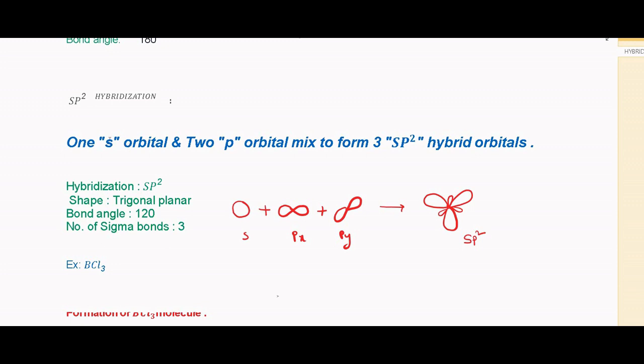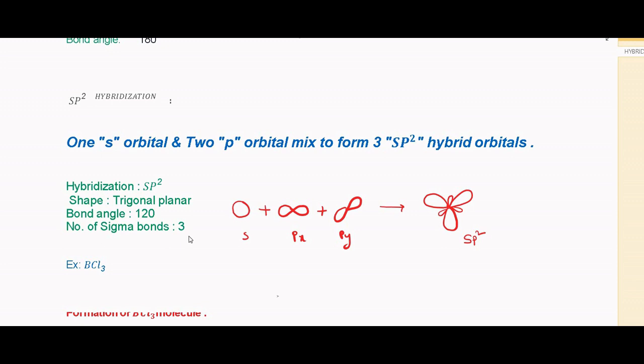Three atomic orbitals are participating: one s orbital and two p orbitals. So in sp2 hybridization, the shape is trigonal planar, the bond angle is 120 degrees, and the number of sigma bonds is 3.